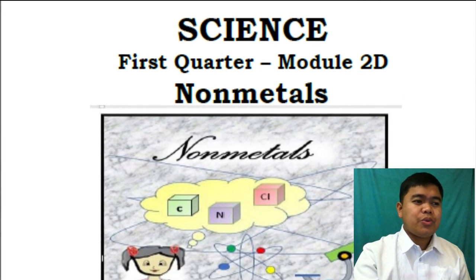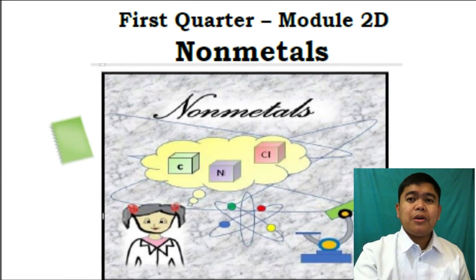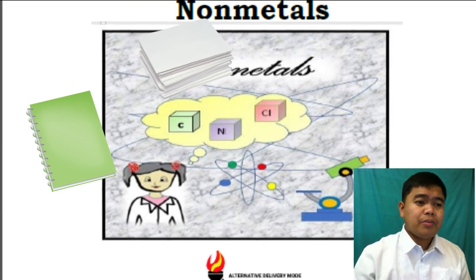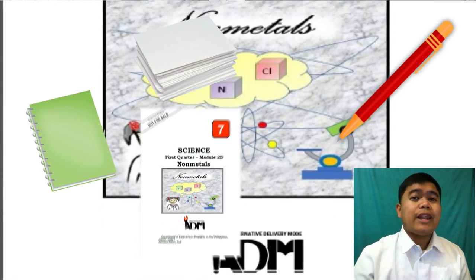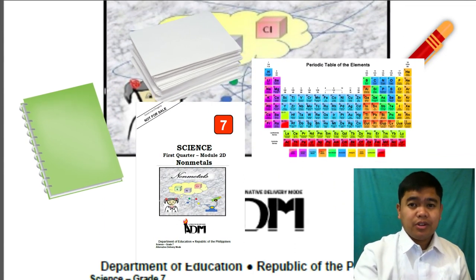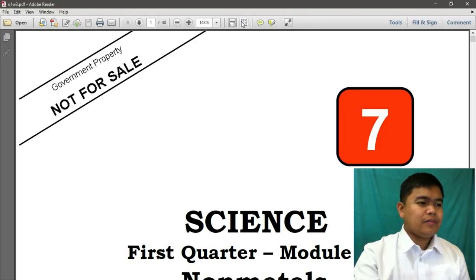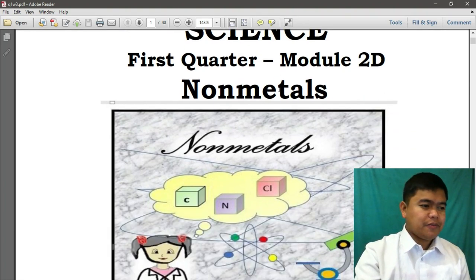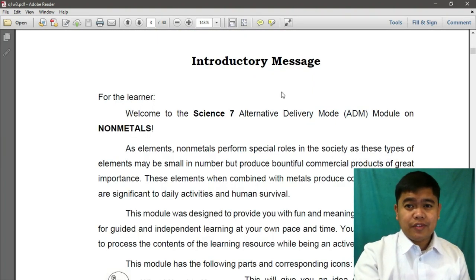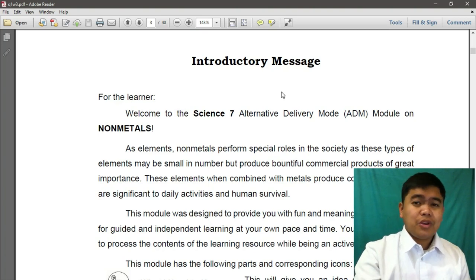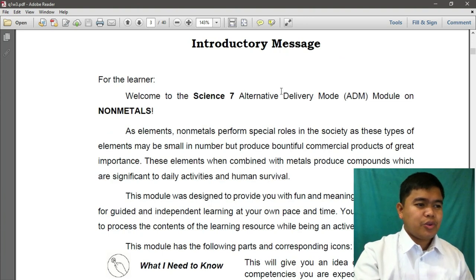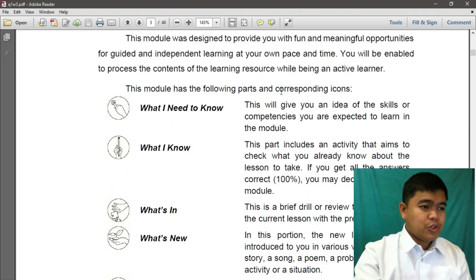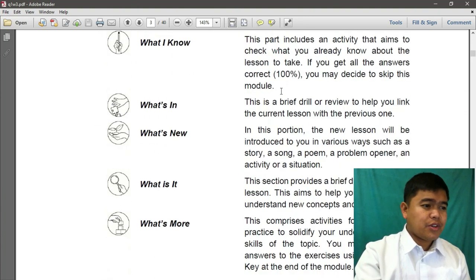So for this module, we need your science notebook, paper, ball pen, your module, and a periodic table. Don't forget your periodic table. Okay, science first quarter module 2D, nonmetals. So get your modules and follow, okay? So that we are on the same page. Okay, introductory message. So please read that one, okay? This is very important also.